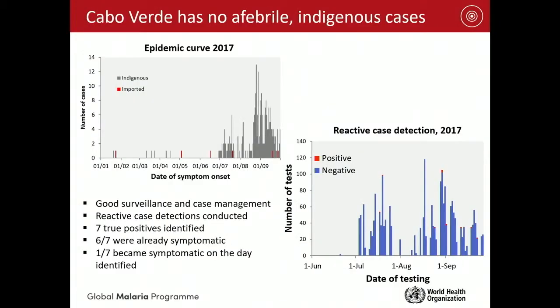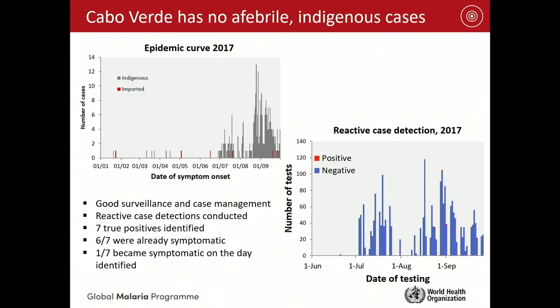We can see this as an example in Cabo Verde. For the last 20 years, Cabo Verde has never had more than 20 cases per year until they had this outbreak in 2017, where they had this huge peak of cases. And during that time, they did reactive case detection with rapid diagnostic tests in over 2,300 people that were around an index case. They tested everybody. It was not a fever survey.